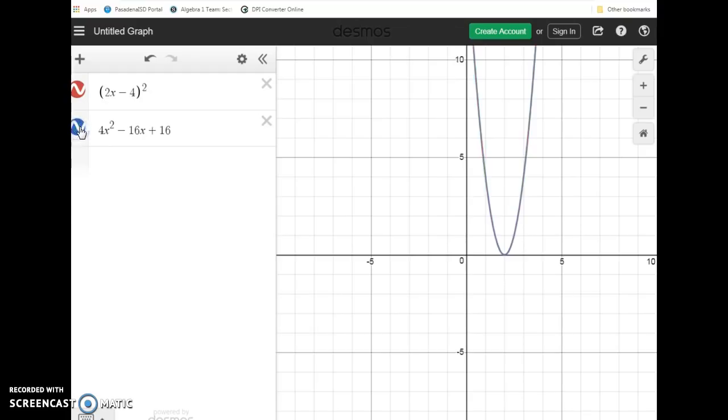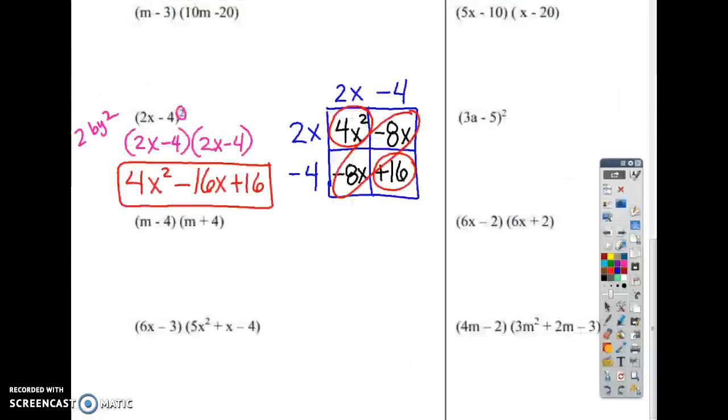So that's how you can check your answers. If you don't know if it's right or wrong, you put it in Desmos and check, and you can use that on any test, anytime. You don't even have to do it by hand. You can just do it in Desmos.